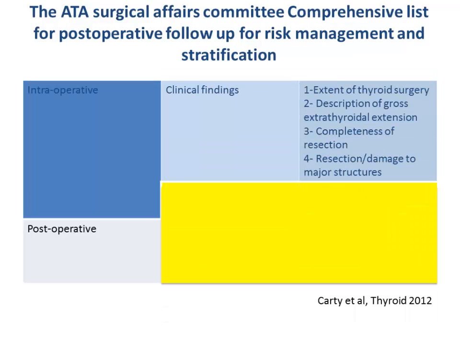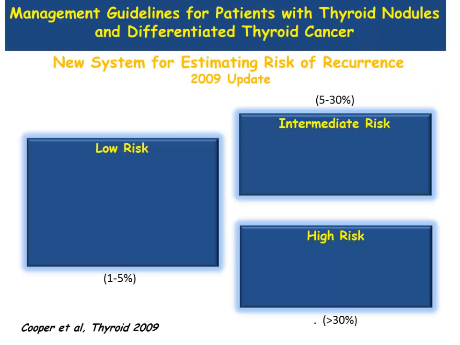In the intra-op, they look at clinical findings such as the extent of thyroid disease, whether it's complete or non-complete, the description of gross extrathyroidal extension being a hallmark of really aggressive disease, completeness of resection, incomplete being a risk for further recurrence and persistent disease, and resection and damage to major structures. And also there's some element in the post-operative phase, which I'll address later. But again, at this stage, most of the staging systems addressed only the first two elements I mentioned, the pre and intraoperative elements.